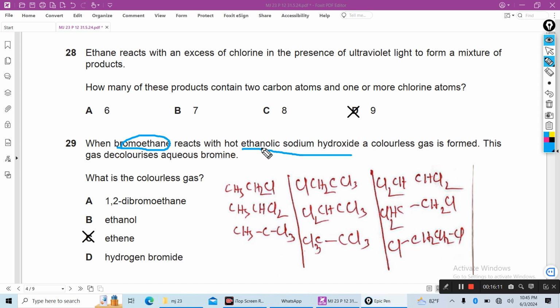So bromoethane has two carbons, so ethene will be produced, bromoethane to ethene. Then this ethene decolorizes bromine water. So the answer will be C, ethene.